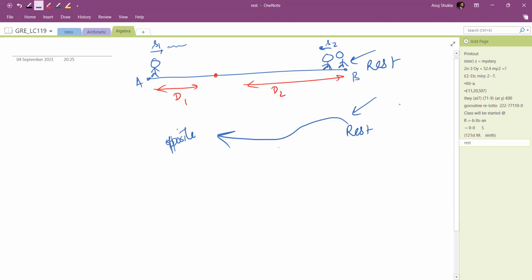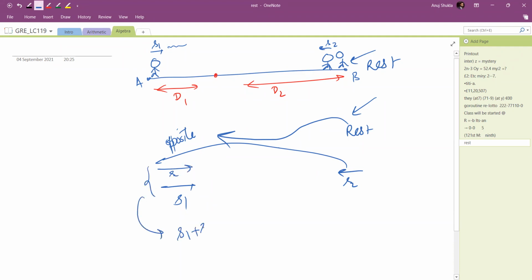Whichever object or whichever person we are putting at rest, its velocity will be given to the other person in the opposite direction. So this person was coming in this direction, S1. This person was moving in this direction. So this velocity will be given to this one, but in the opposite direction, meaning the direction will not be like this, it will be like this. So the relative velocity will be S1 plus S2.